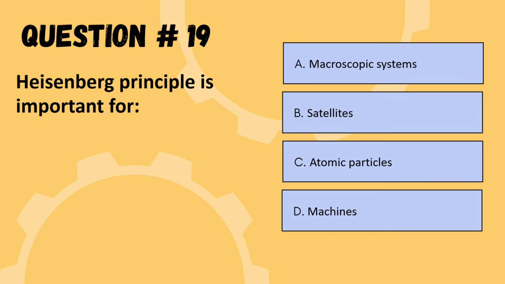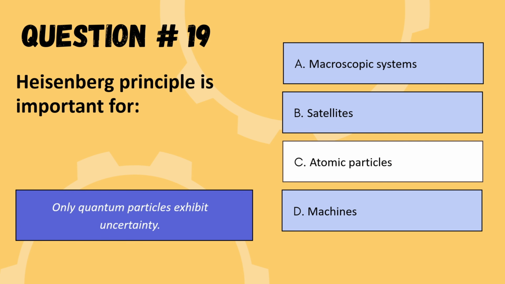Next question is, Heisenberg principle is important for. Options are macroscopic system, satellite, atomic particle, or machines. So the correct option is option C, atomic particles. So we are moving to the next question.